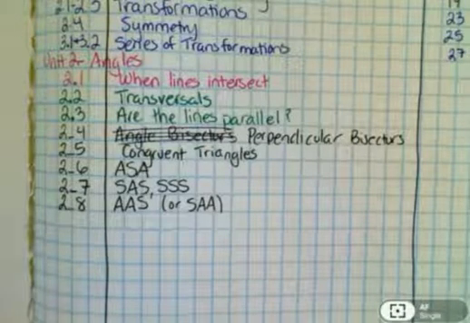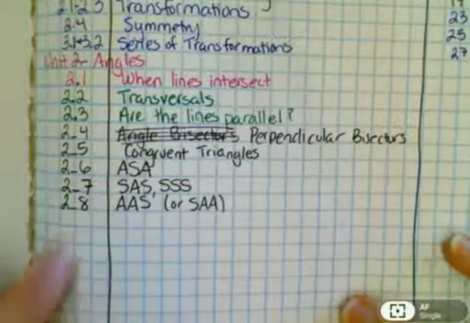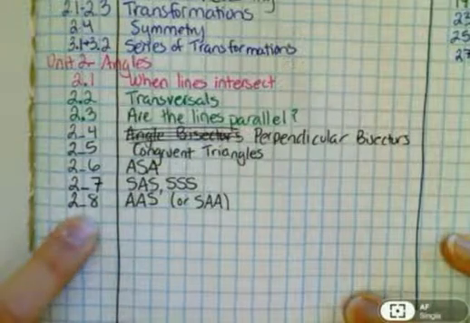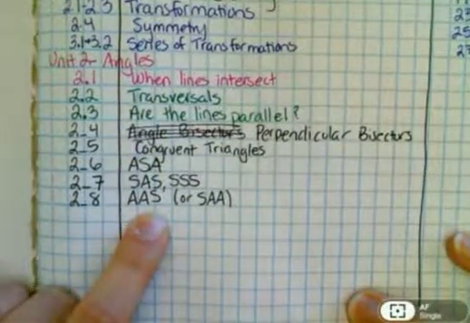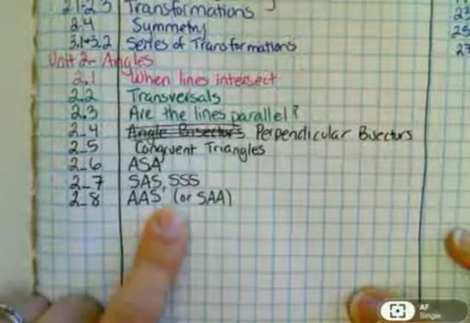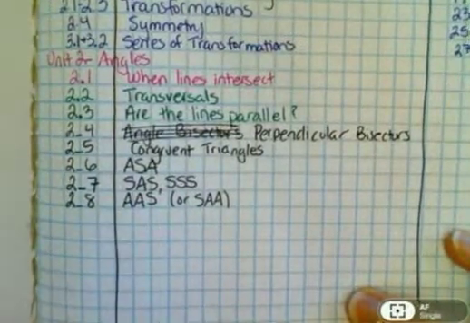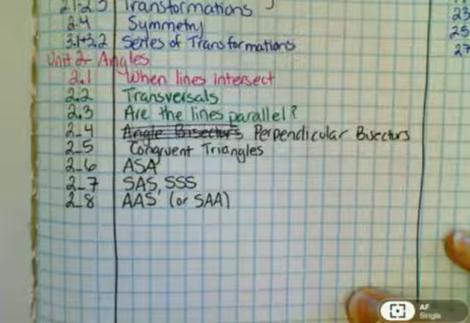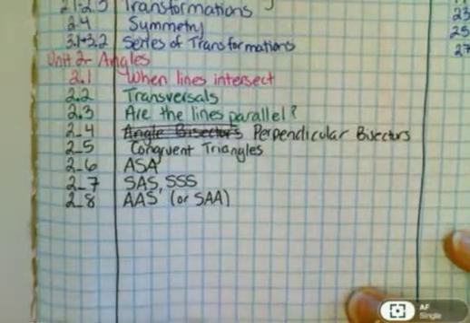Last lesson of Unit 2, Angles and Triangles, and it is Unit 2, Lesson 8, AAS, or you can flip it around, SAA. Be careful, it's not a bad word. 2 A's and an S. And so go ahead and get this down in your table of contents and flip to a new page.